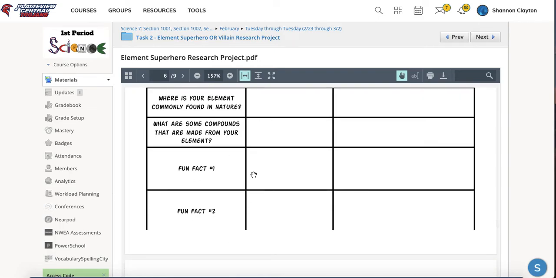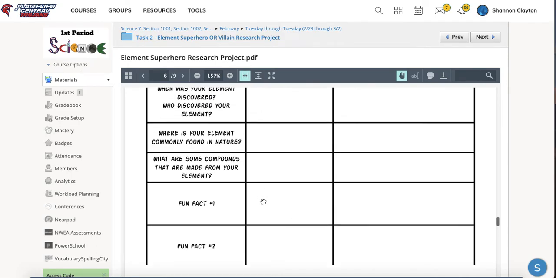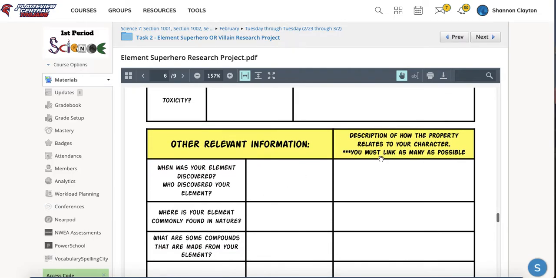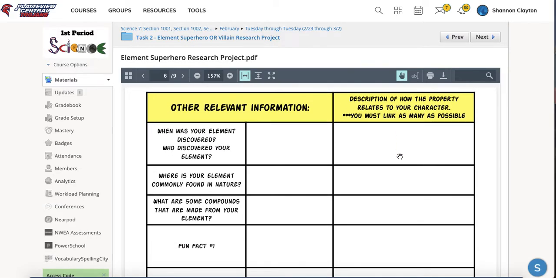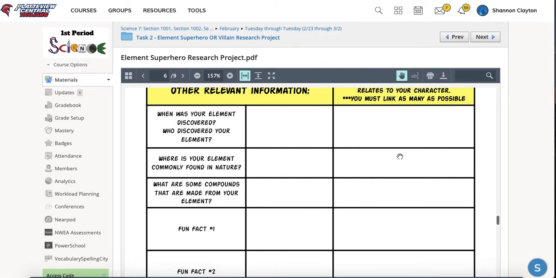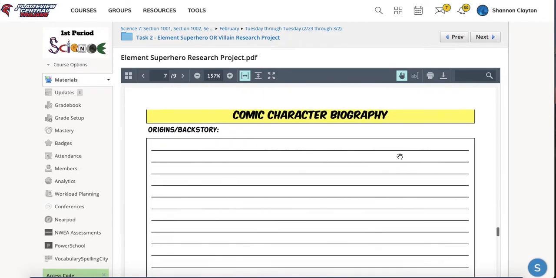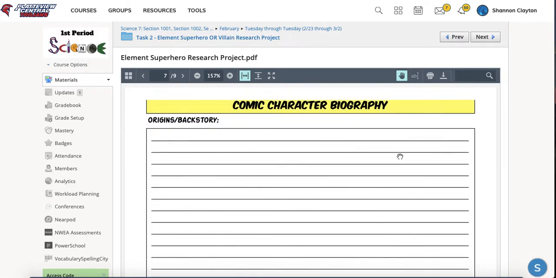And then you guys will find all kinds of fun facts about your element, all kinds. Just highlight 2. What are 2 of the most interesting fun facts that you find out about your element? And then I want you to relate that to your character and link as many as you can. Remember, your superhero or villain is based on the element. So I really want you to make those connections with the element. Okay?